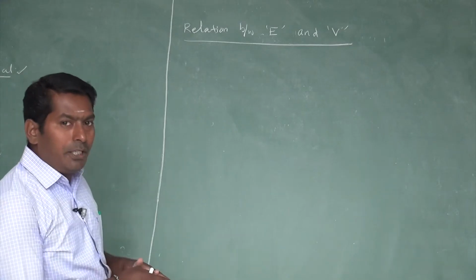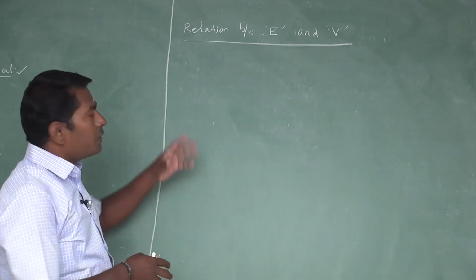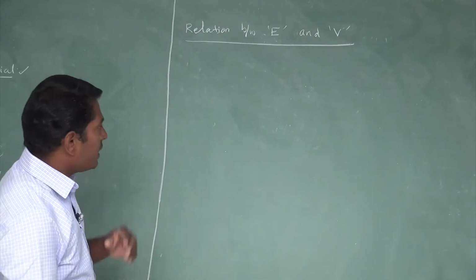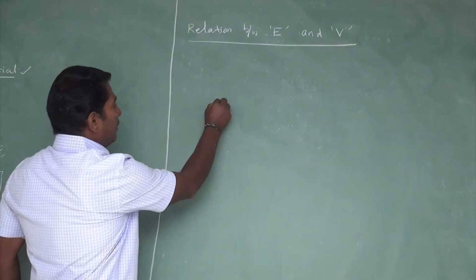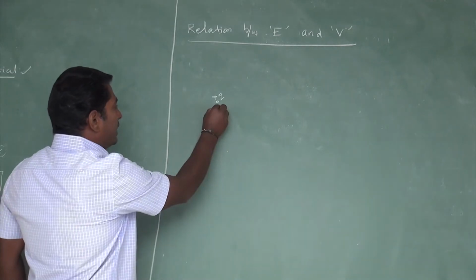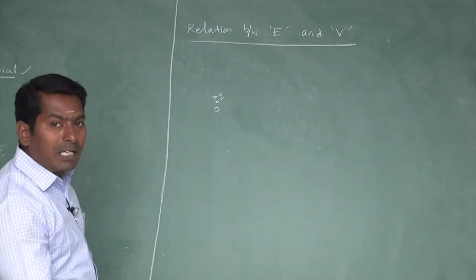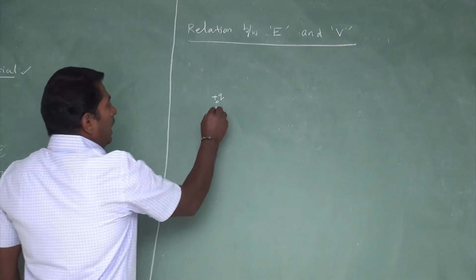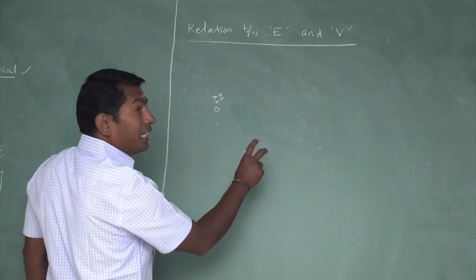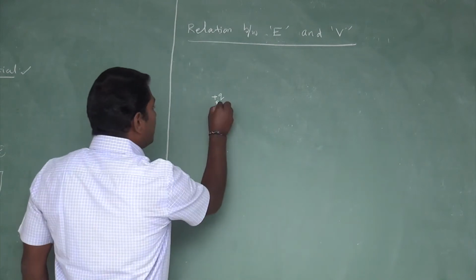So now in this video I am going to discuss the relation between electric field and electric potential. Let us consider one point charge, plus Q, a positive point charge, placed at a point O in air or vacuum or free space. It will produce an electric field around it, and it will also create electric potential near it.